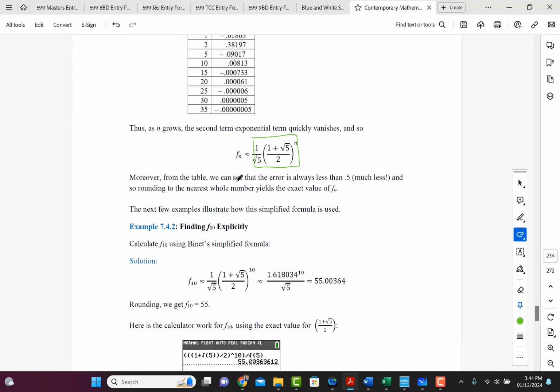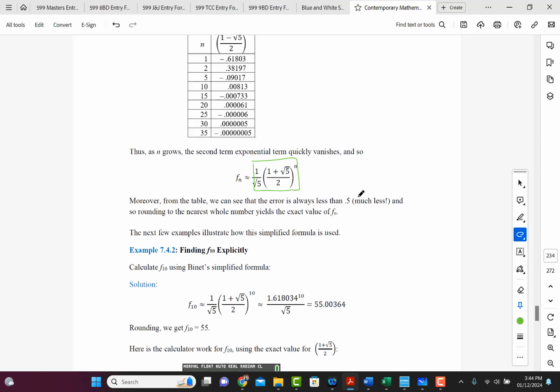Okay, moreover, from the table, we can see that the error is always less than 0.5, right? Much less. And so rounding to the nearest whole number will always yield the exact value of f sub n.